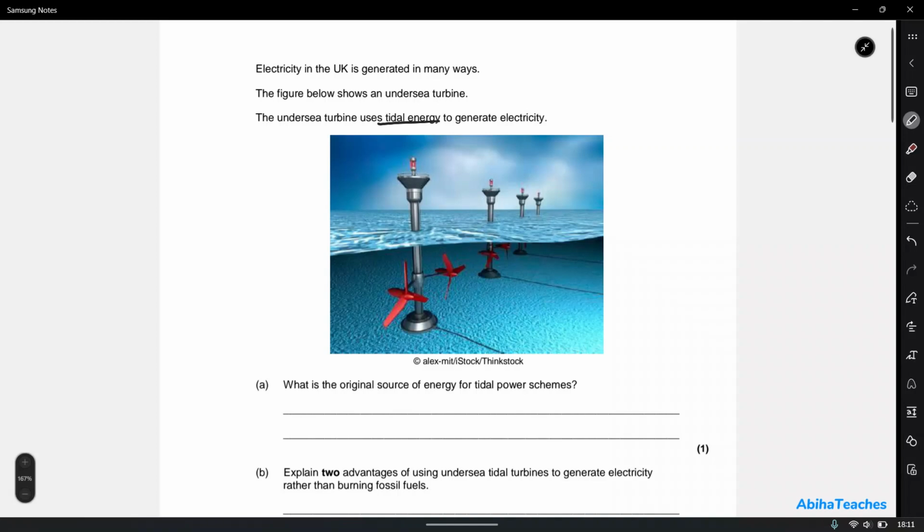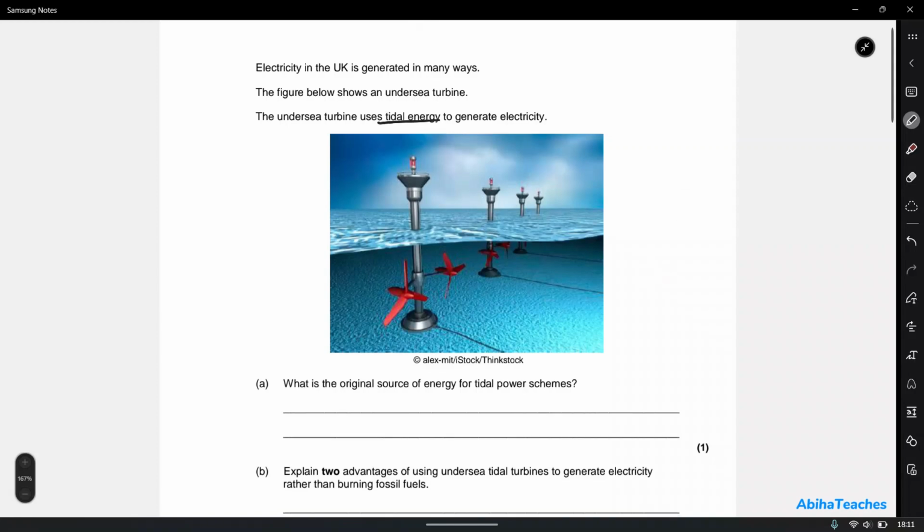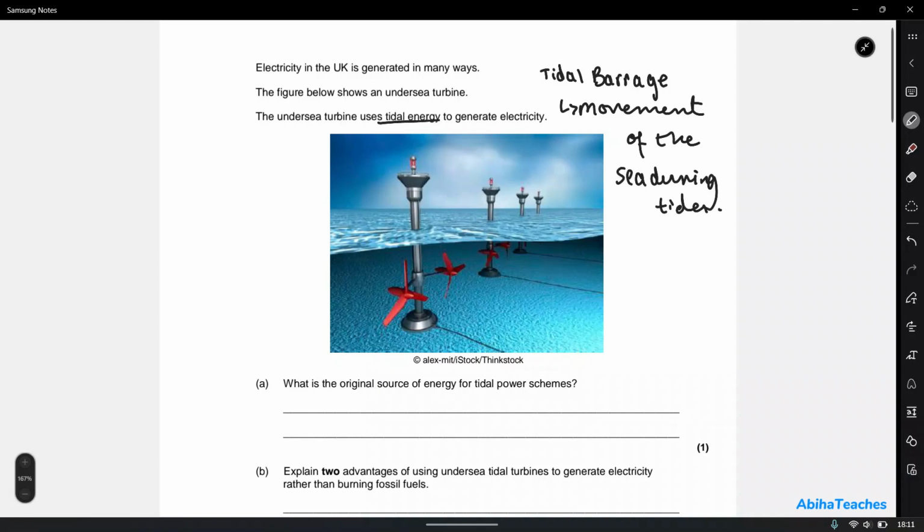So typically in GCSE Physics, you are expected to know that a tidal barrage is basically like a dam, and this is built across the mouth of a river, and it uses the movement of the sea during tides to generate electricity. That's literally all you need to know.